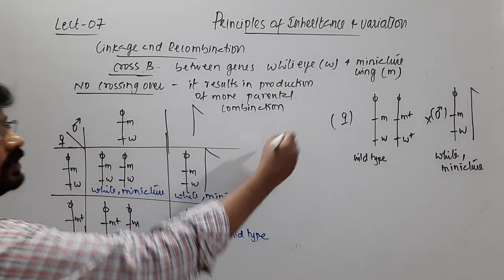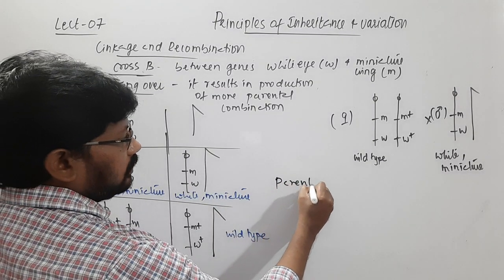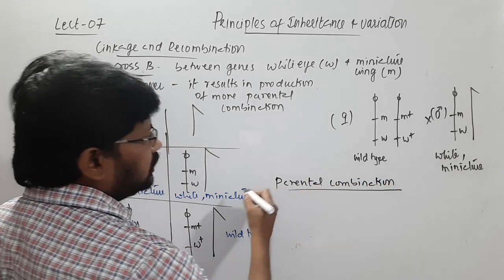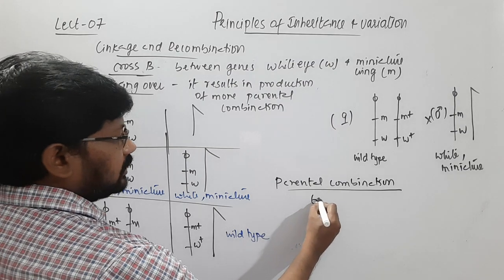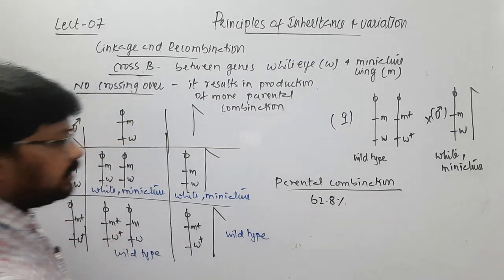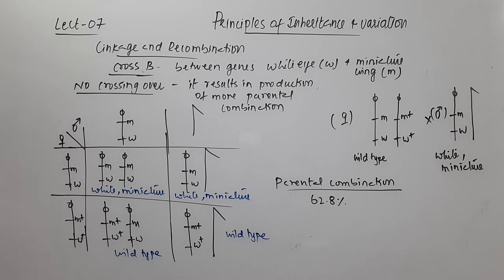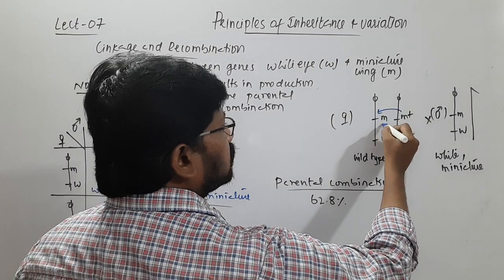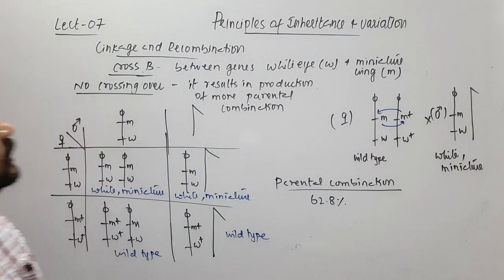Right, so now the parental combinations. The parental combination we get is 62.8%. So in this case we obtained 62.8% parental type. Now let's see if crossing over takes place.